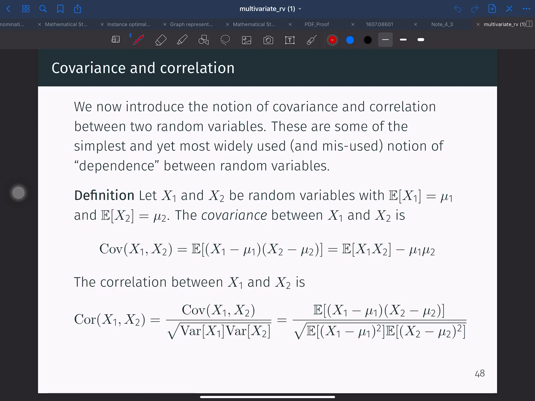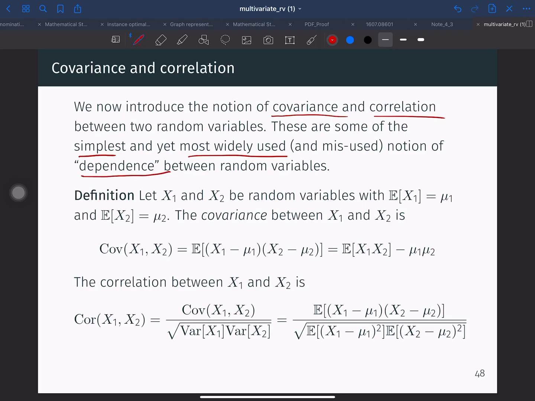So this lecture is preparation for material that you will see after your second midterm, which will be posted in 2 days. Now we introduce the notion of covariance and correlation, which are two of the most simple and yet widely used concepts to measure the notion of dependence between random variables. As you will see in, say, ST422, the covariance and the correlation are used a lot of the time.